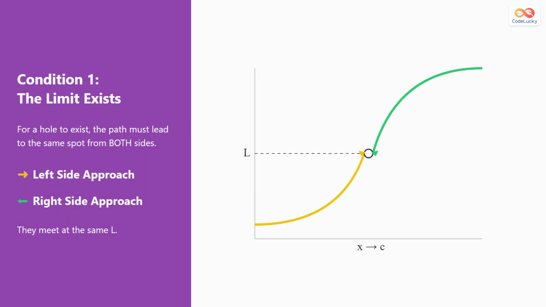Let's look closer at the first condition. For a hole to exist, the left side and the right side must agree on where they are going. If you walk along the curve from the left, you approach a value L. If you walk from the right, you approach the same value L. This agreement is crucial. If they didn't agree, it would be a jump, not a hole.